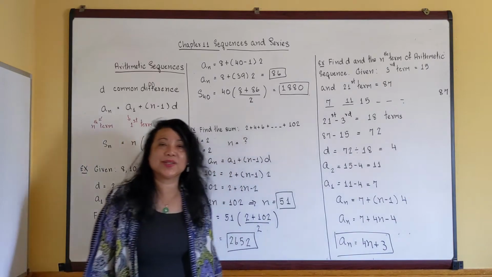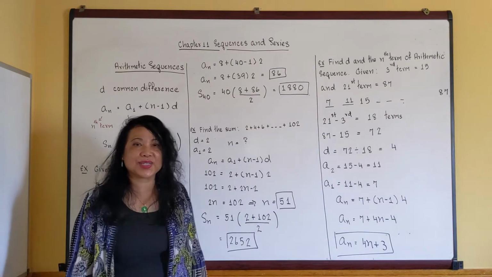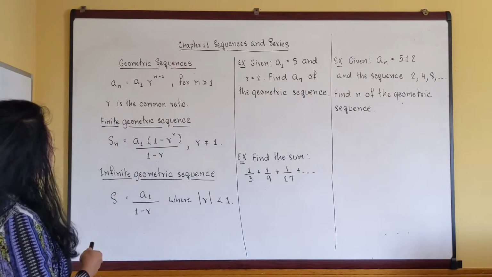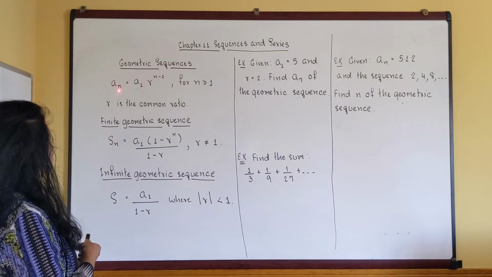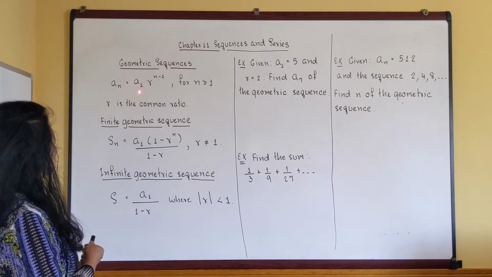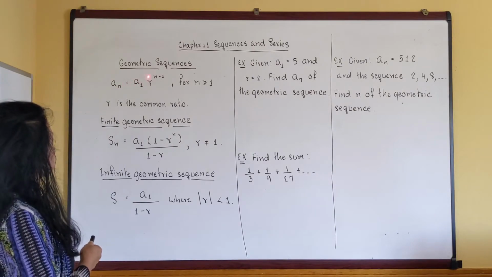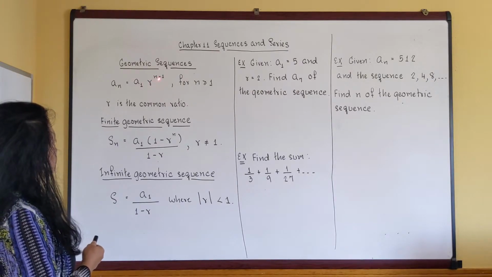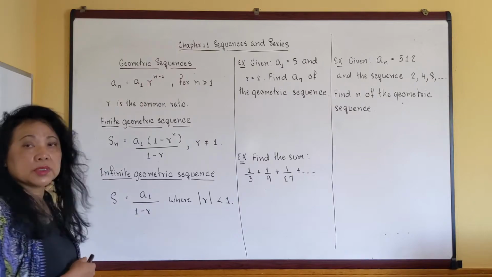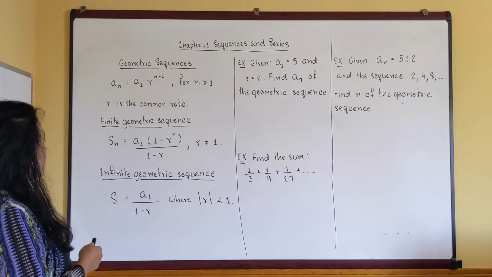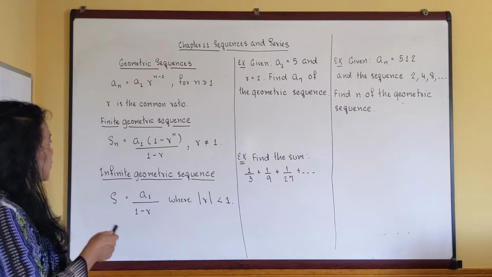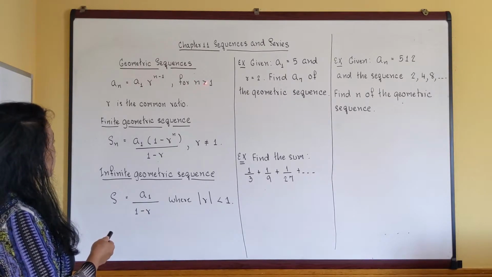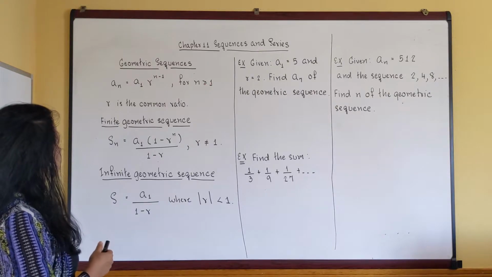Alright, so let's continue to see our geometric sequence. This is a geometric sequence. So the general term is a sub n equal to a sub 1, which is the first term, times r to the n minus 1. R is the common ratio. So it's the ratio between the one after and the one before, which stays the same. And n has to be greater than or equal to 1.